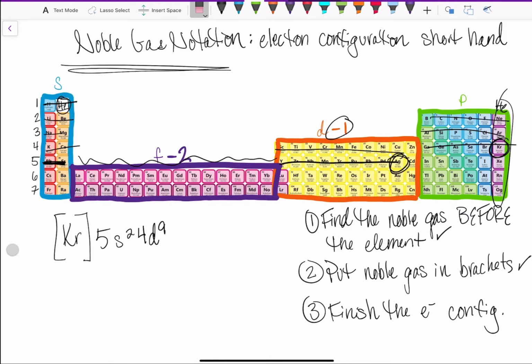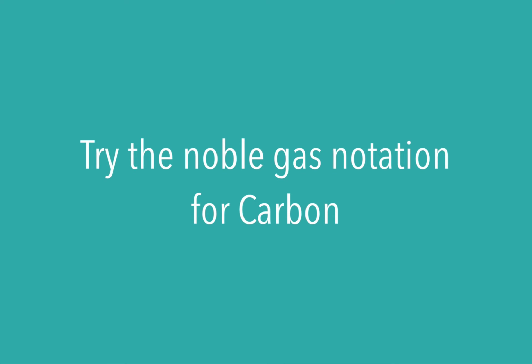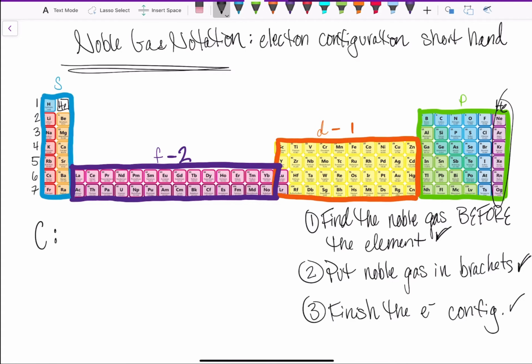Let's try another one. Try to write out the noble gas notation for carbon. Pause the video, find the noble gas before the element, put it in brackets, and then finish the configuration. Let's check how you did. Carbon is here. The noble gas before it is helium. So we've got He in brackets. And then if we finish out that configuration, we have 2s2 and then 2p2.